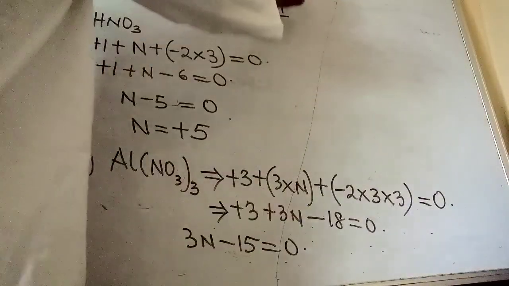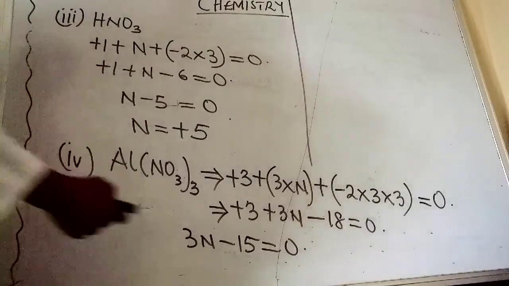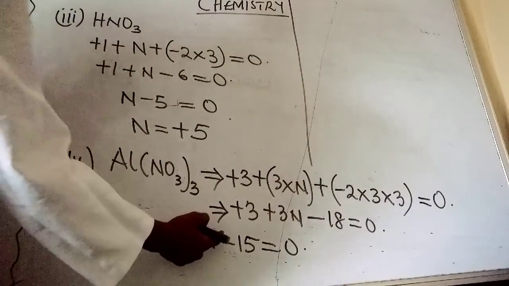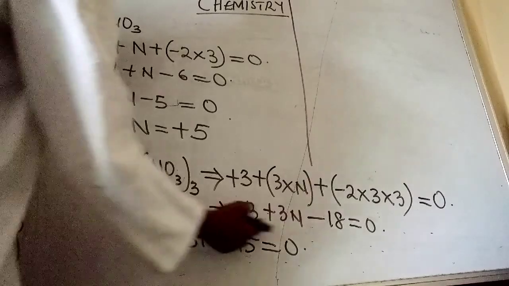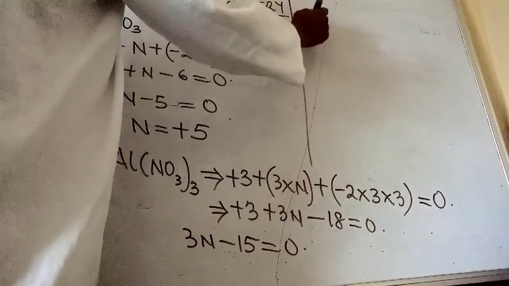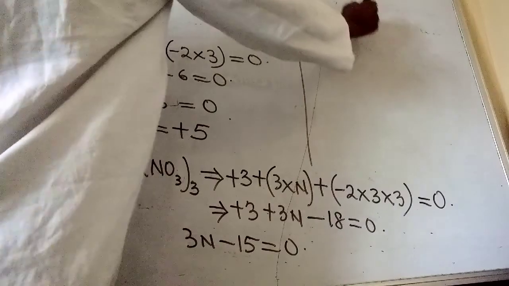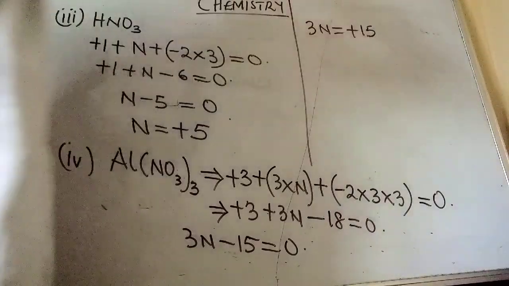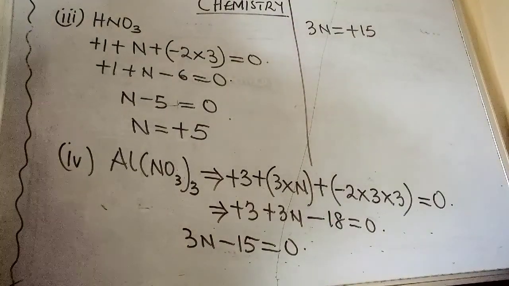So, now what will 3n be? Minus 15 will come to the other side. It becomes plus 15. So, 3n equals plus 15. You can see I'm including the positive sign.